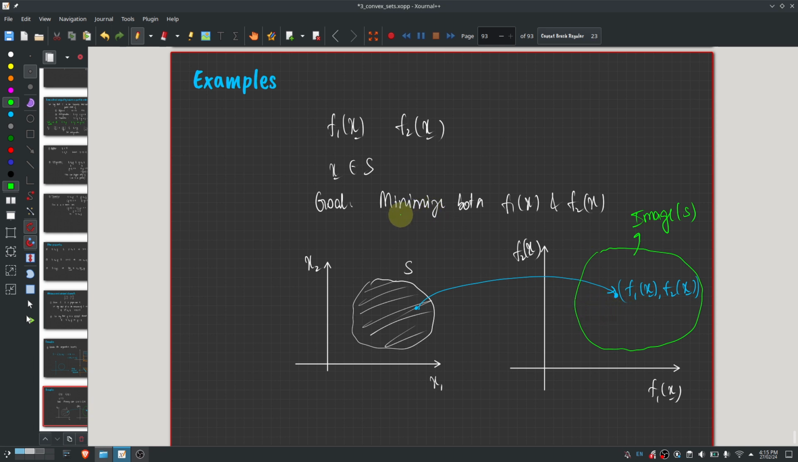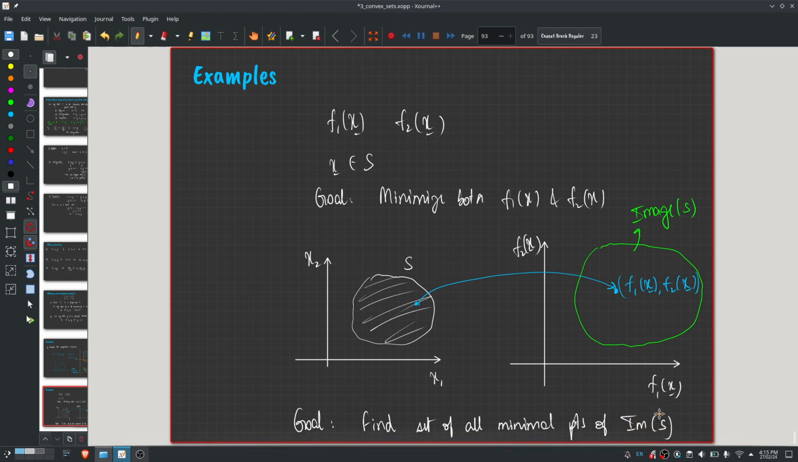Right. So if I want to minimize both f1 and f2, effectively that just corresponds to finding the set of all minimal points of the image of S. So the goal basically reduces to finding the set of all minimal points of the image of S under the component-wise inequality.